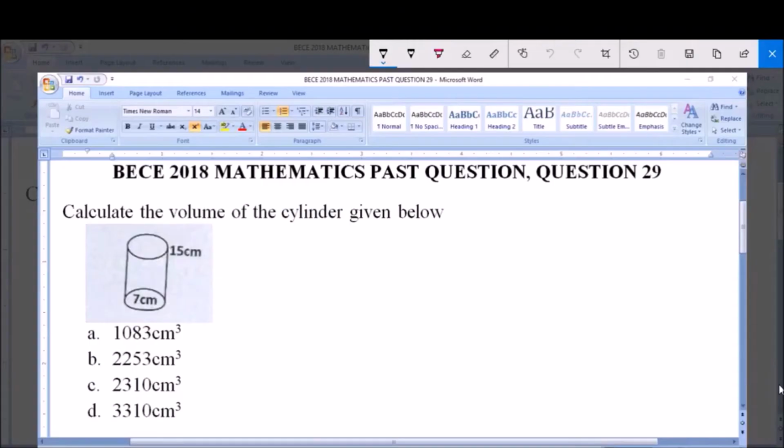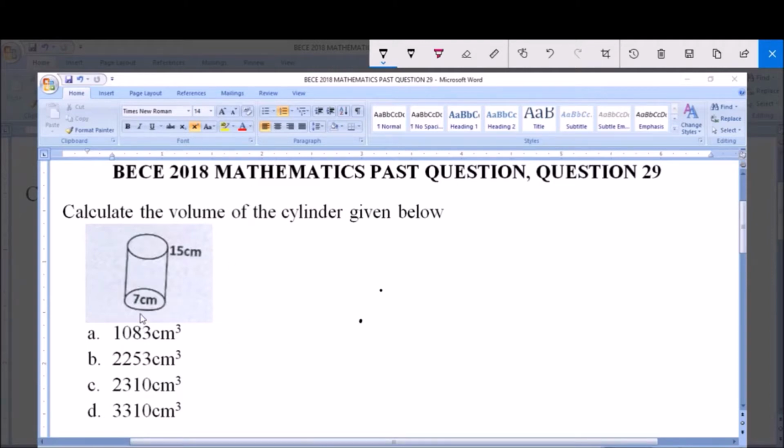Hello, good day and welcome. Today we're going to be dealing with BECE 2018 Mathematics Past Question, question 29. Calculate the volume of the cylinder given below. Now this is the cylinder given below. A 1083 centimeter cube, B 2253 centimeter cube, C 2310 centimeter cube, and D 3310 centimeter cube.